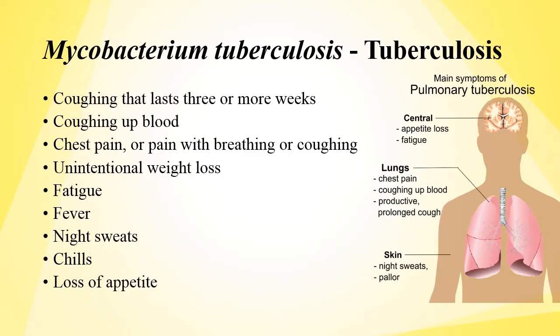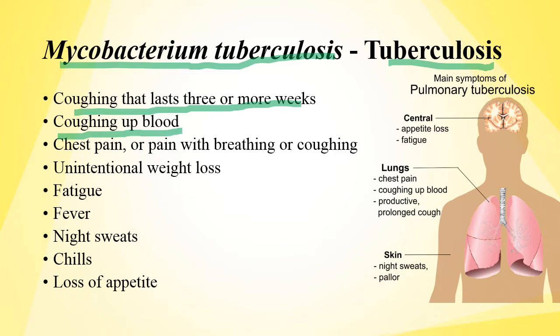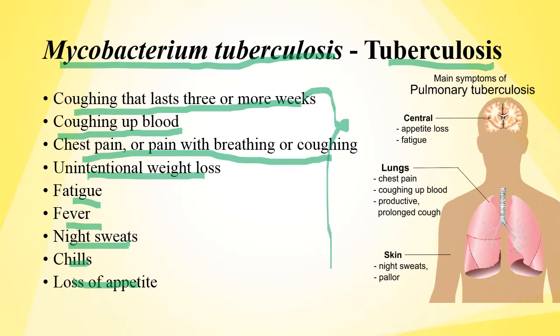One of the prominent members of genus Mycobacteria is Mycobacterium tuberculosis. It causes tuberculosis. The symptoms of tuberculosis include coughing that lasts three or more weeks, coughing up blood, chest pain or pain with breathing or coughing, unintentional weight loss, fatigue, fever, night sweats, chills, and loss of appetite. These are the symptoms of tuberculosis.